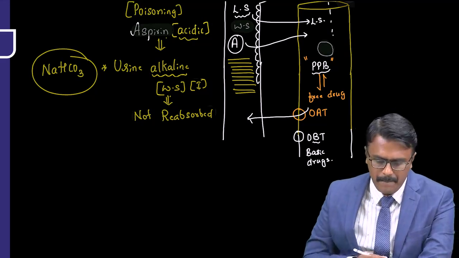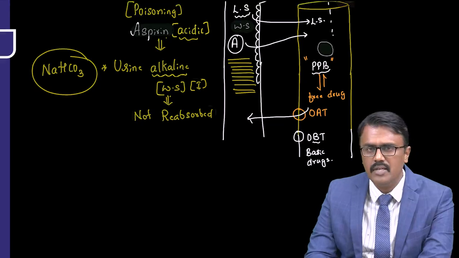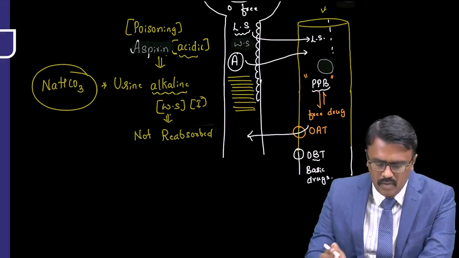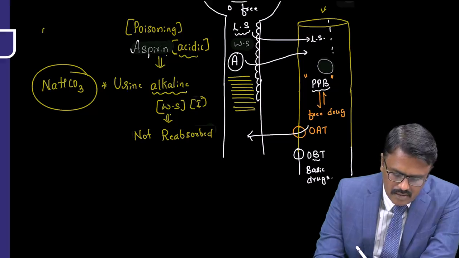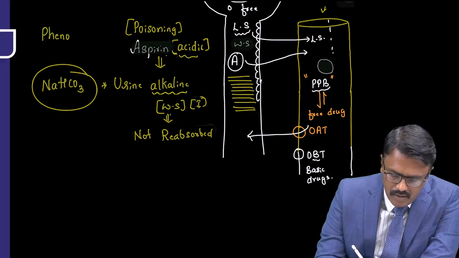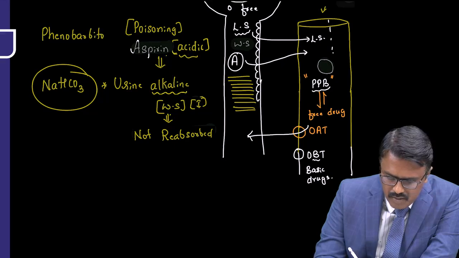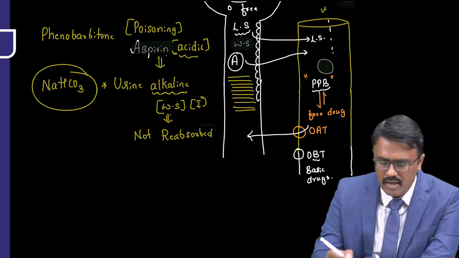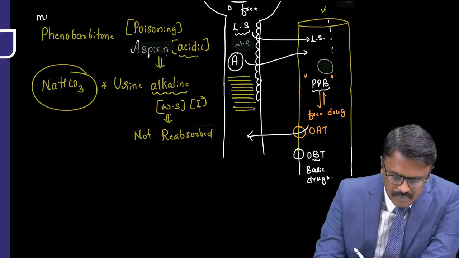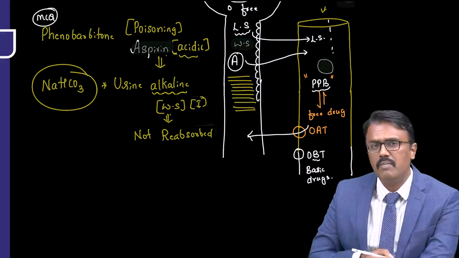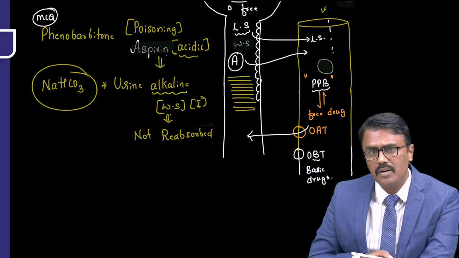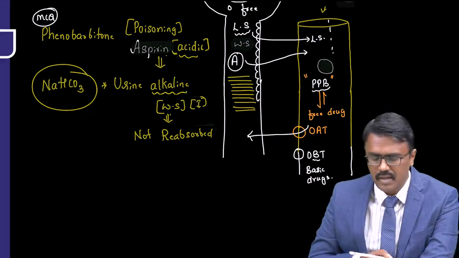Okay, sir. We understood. In acidic drug poisoning, we have to alkalize the urine. One more they will ask you again is phenobarbital. Phenobarbital is a barbituric acid. Again, this is a frequently asked question. Please mark it. So what do you want to do with phenobarbital poisoning urine? You have to make the urine pH alkaline.